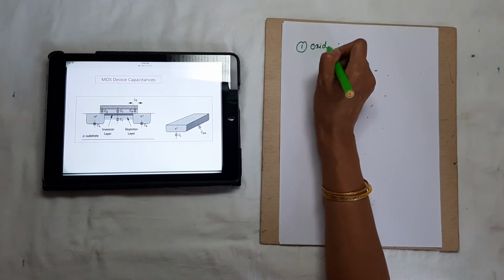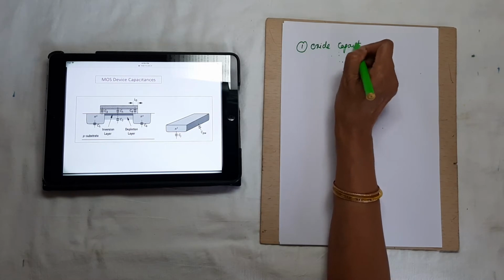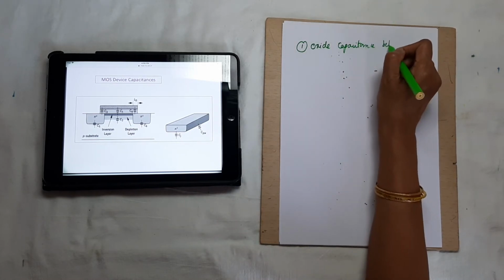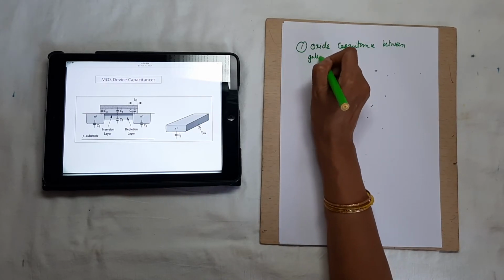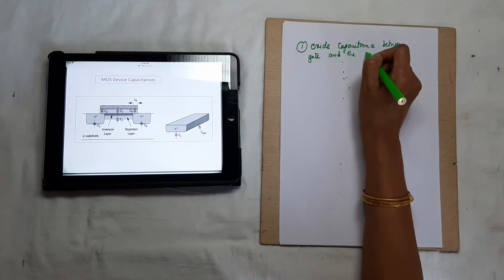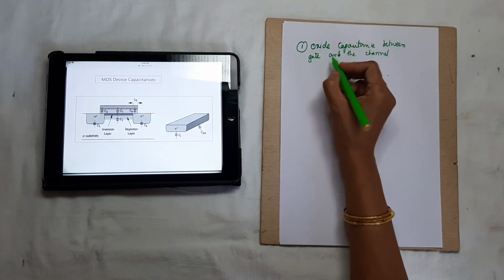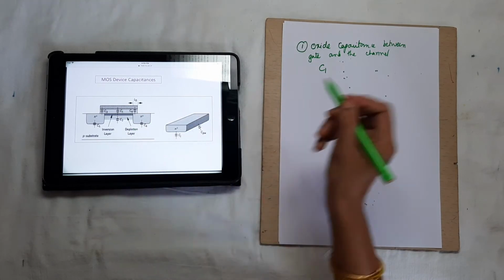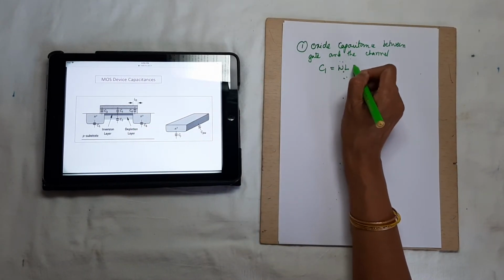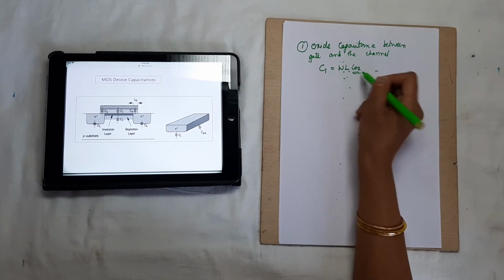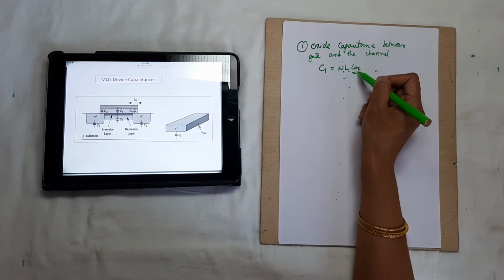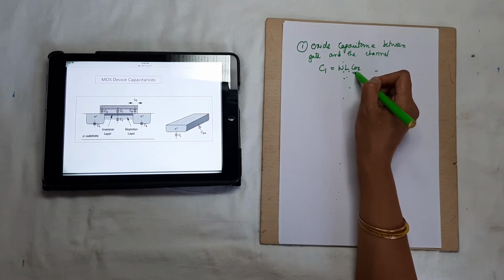So the first capacitance, oxide capacitance between the gate and the channel, that is C1. This C1 is equal to W L into Cox. Why this W L into Cox? Cox is the oxide capacitance. This oxide capacitance is per unit area. So we have to consider the entire area of the gate of the transistor.